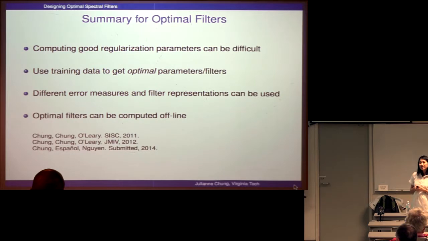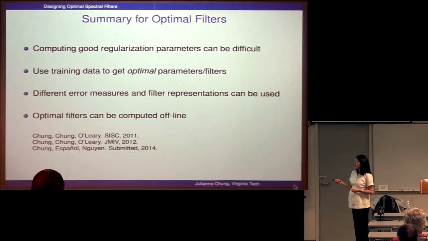It turns out that these filters can be computed offline, right? Given your training data, you can compute all of your optimal filters or optimal regularization parameters. Then when you get a new image from your telescope or your satellite, you just apply it. And then furthermore, you can have different error measures, different filter representations. All of it can fit within this framework.